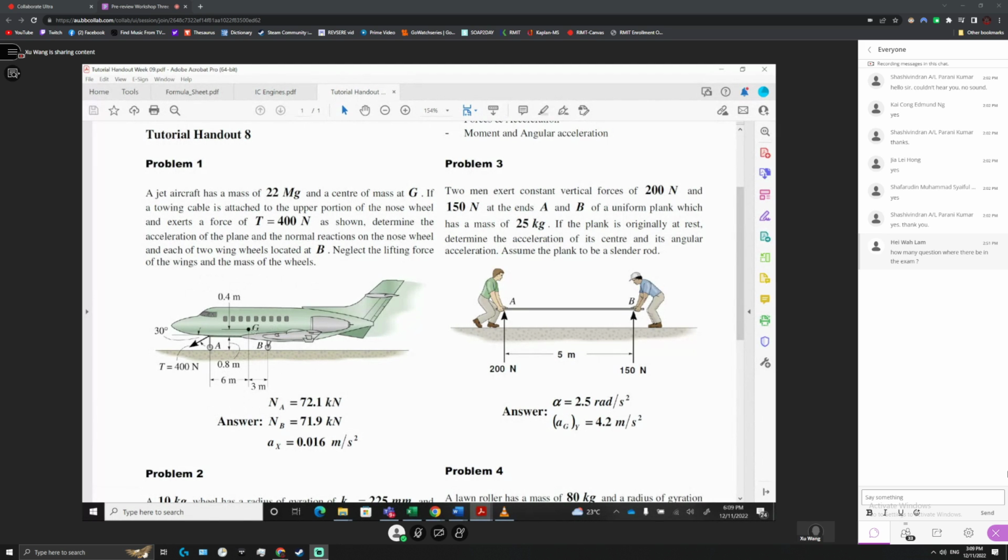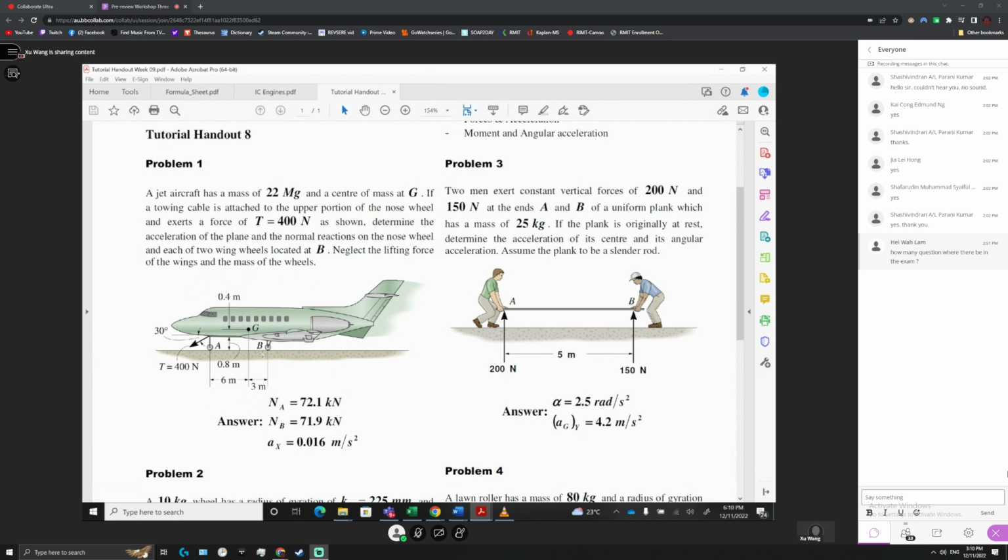Okay. So now we have the center of gravity here, a nose wheel, and a wing wheel. We have the cable pulling from the top of the nose wheel, T equals 400, at an angle of 30 degrees. Then we have the dimensions. The height from the center of gravity is 0.4 meter, and from the nose wheel to the center of gravity is 6 meters. The ground height of this point is 0.8 meter, and from the wing wheel to the center of gravity is 3 meters. That's what we know.